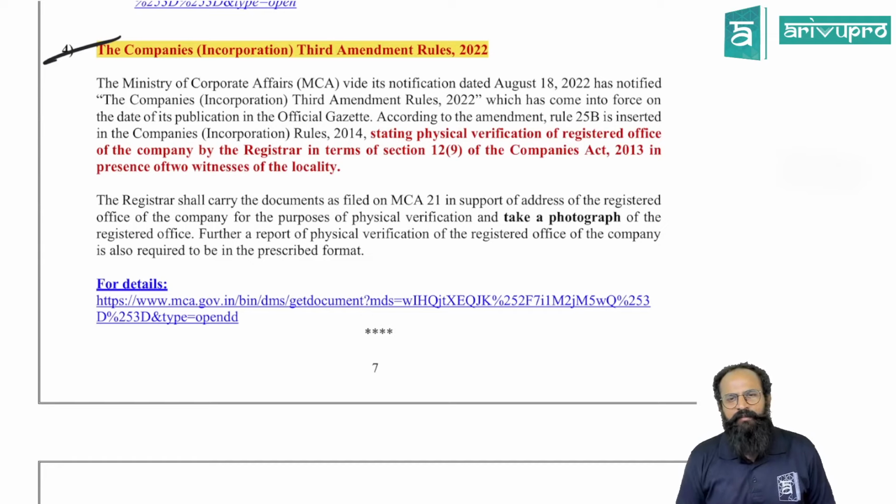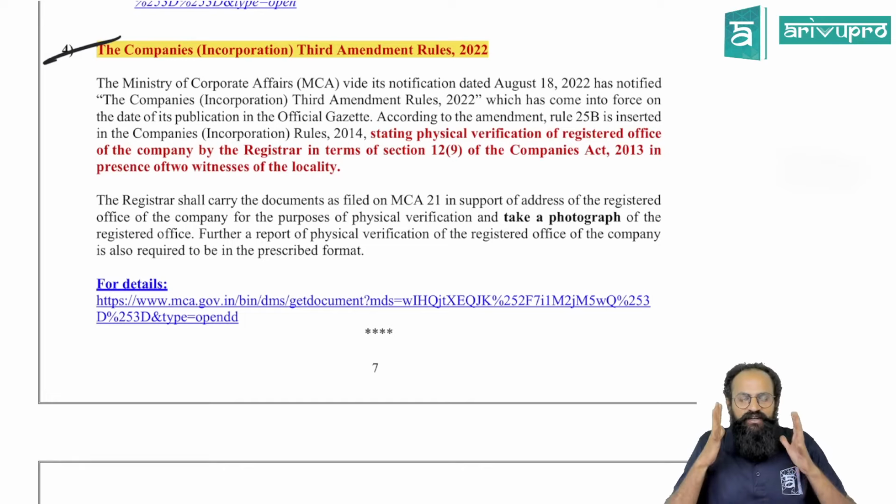Now, what is the amendment, people? What is the guarantee that ROC cannot be a little biased, that he is not misusing his power? Imagine I do not like a company, and I say that you are not carrying on the business there. So now what they are doing is, before ROC strikes off any company, ROC has to be sure that the company is not carrying on the business. So how did they make sure? You need proper evidence. Now what is that proper evidence?